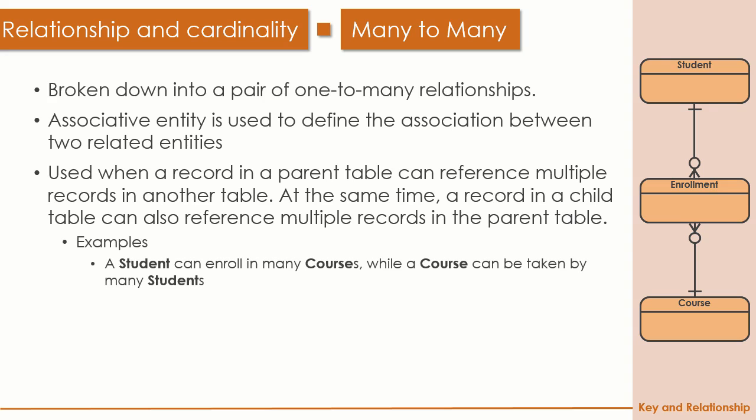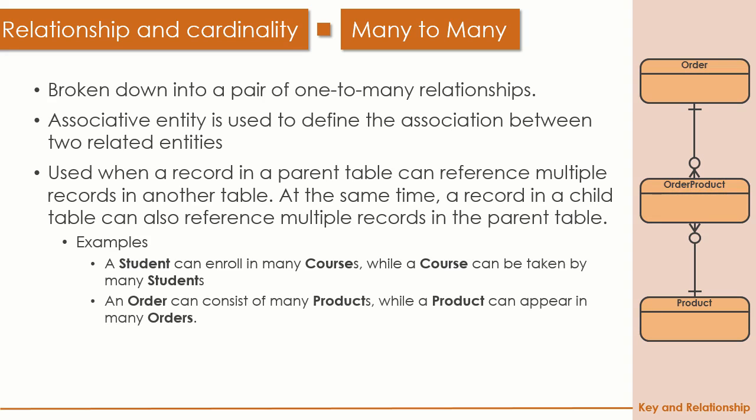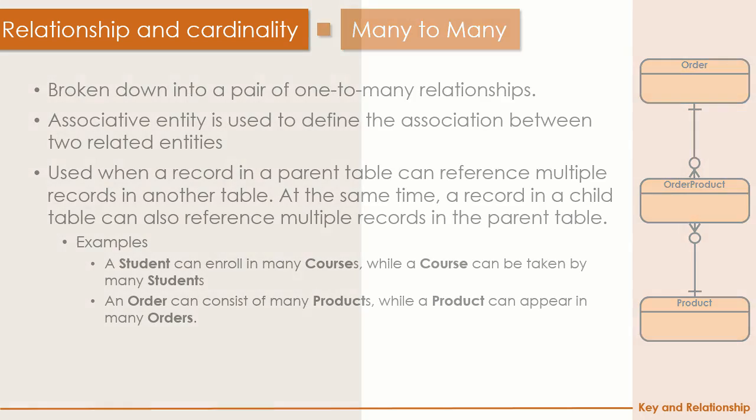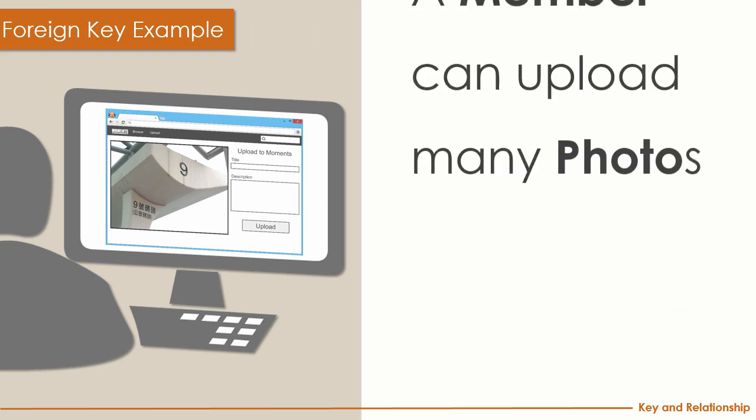The example is that a student can enroll in many courses and a course can be taken by many students. So it is a many-to-many relationship. Another example is that an order can contain many products, while a product can also be added to more than one order. That makes sense. Otherwise, why would we need a separate order? Let's see more examples.